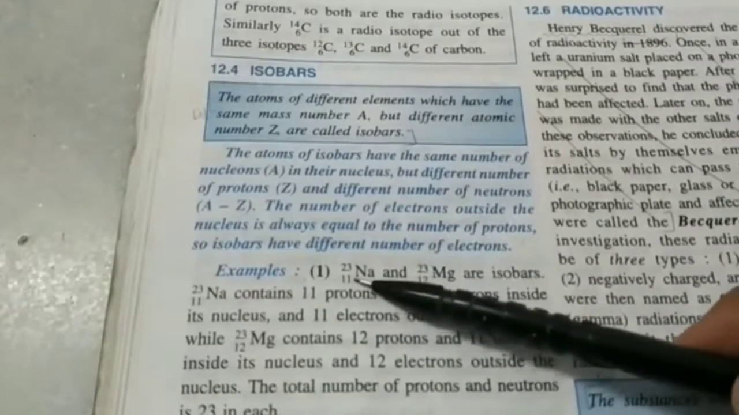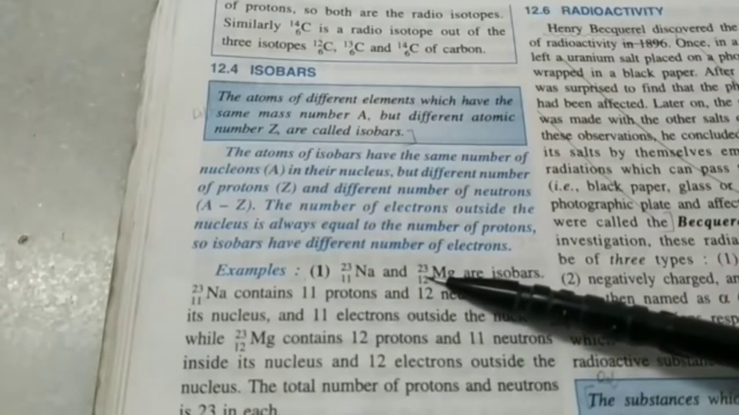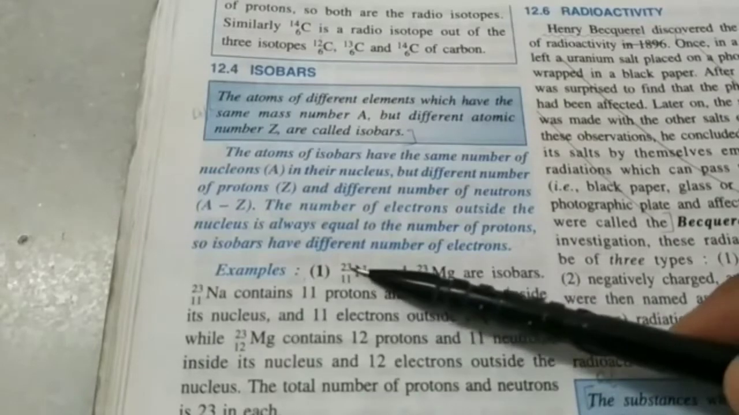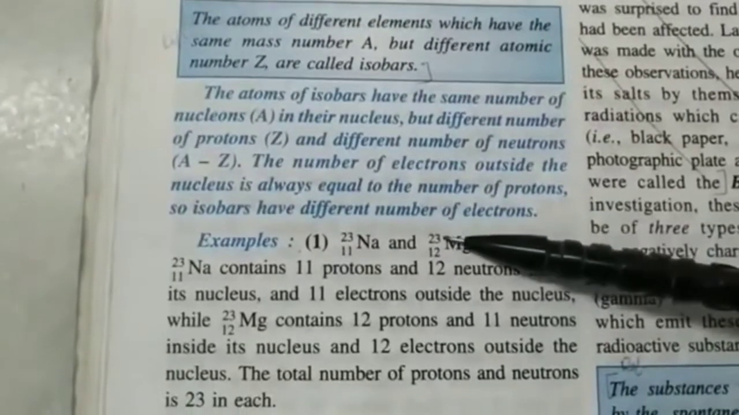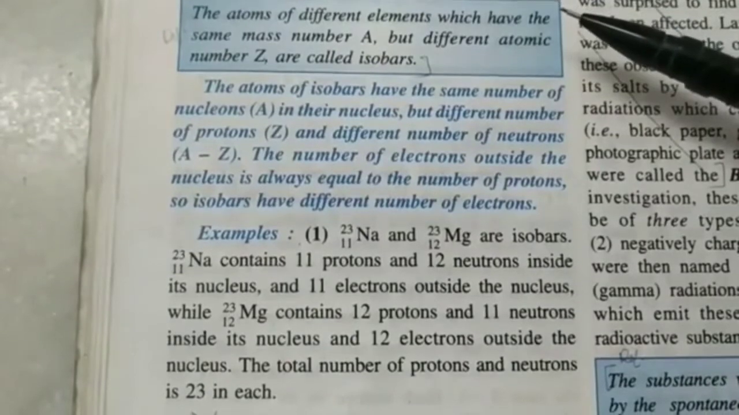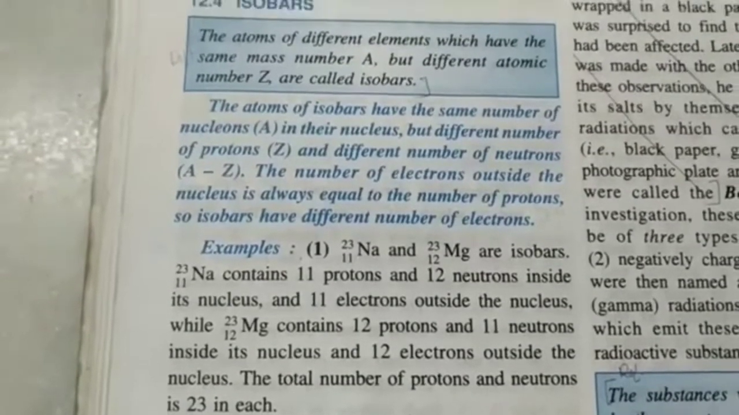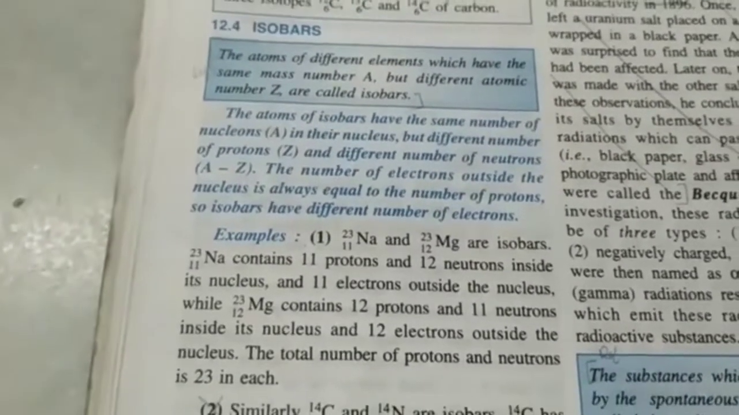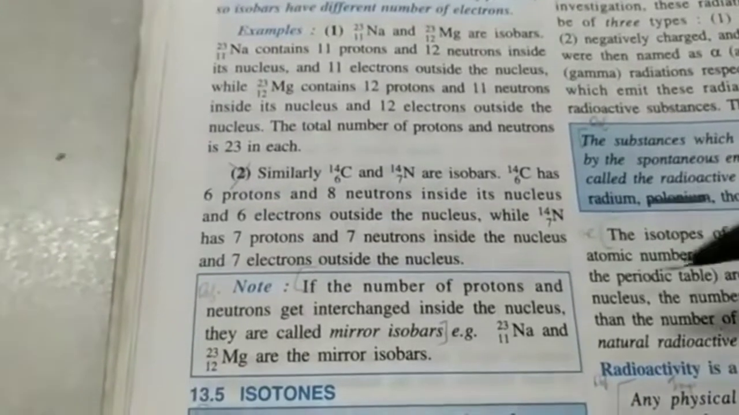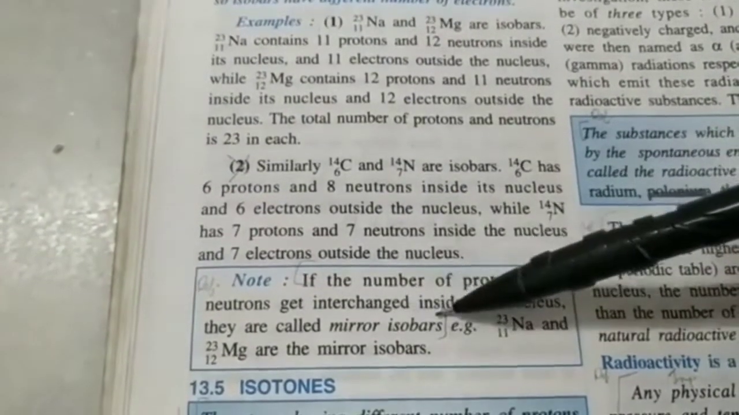So this has 11 protons and this has 12 protons. This has 12 neutrons and this has 11 neutrons. So the number of protons and neutrons are mirror images of each other. Since they are mirror images, they are called mirror isobars.